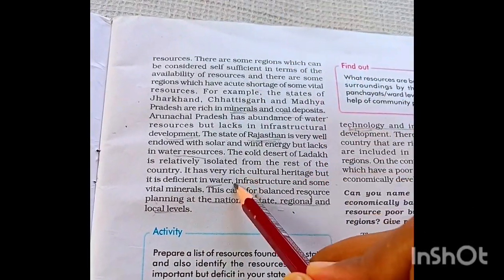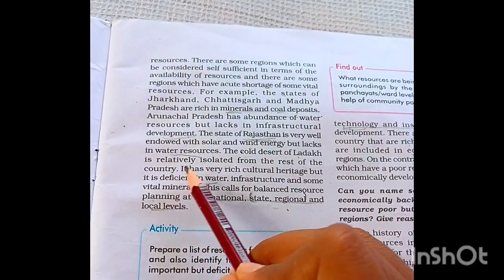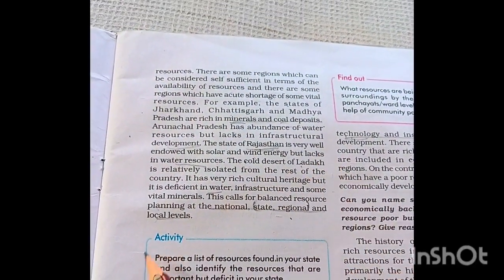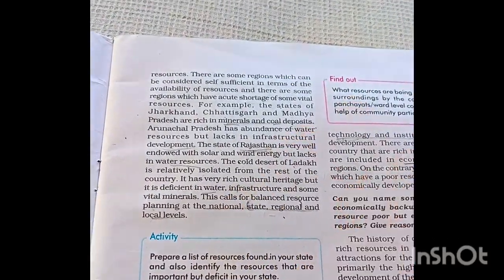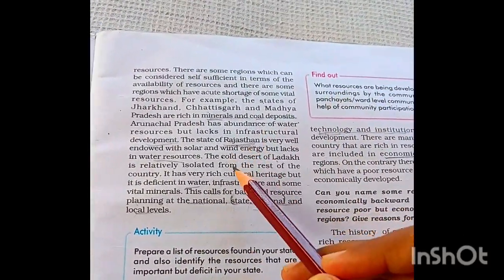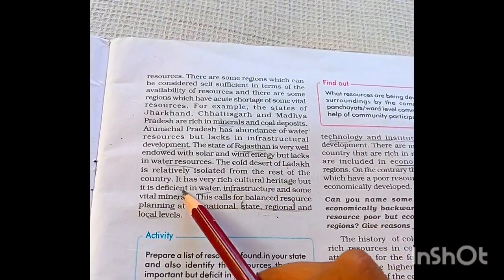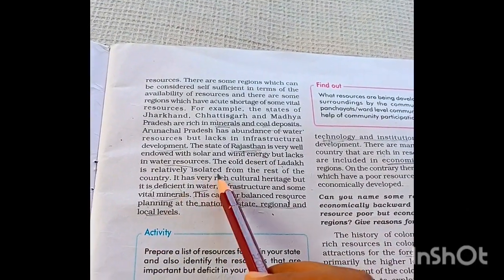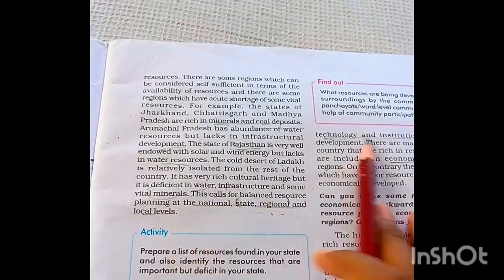Then the cold desert of Ladakh is relatively isolated from the rest of the country. It is very rich in cultural heritage but is deficient in water, because it is freezing. Infrastructure is not there and vital minerals are not there. This calls for balanced resource planning at the national, state, regional and local levels.